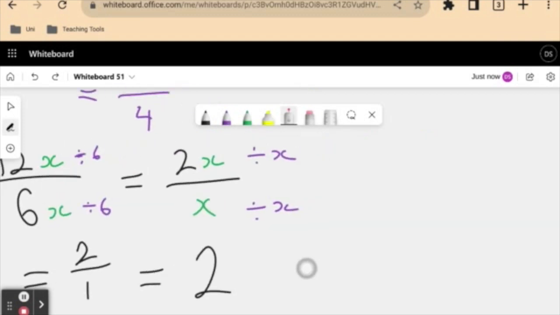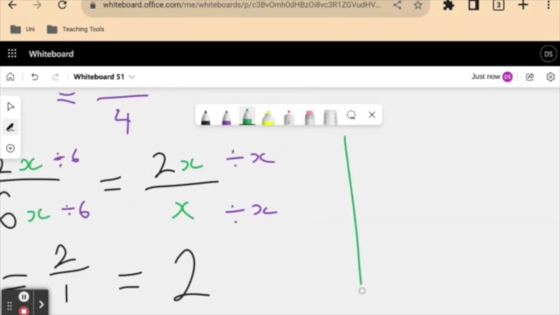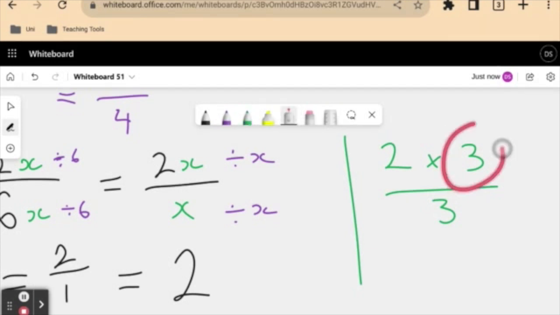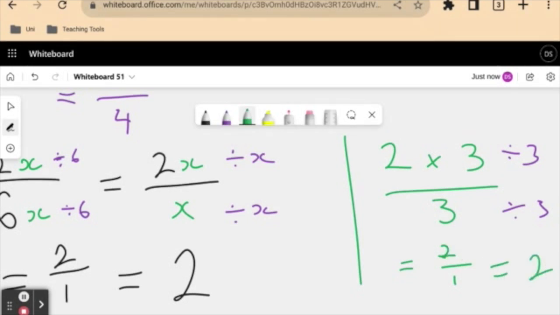Like if I was to give, let's just do a little side thing here. If I had 2 lots of 3 divided by 3, well, 3 is just a common factor here. It's the same number. So I could divide top and bottom by 3. Because 2 is multiplying by 3, and here it's like saying 1 lot of 3, because we just have a 3. And once again, we would get 2 over 1, which equals 2. It works the same way, guys.